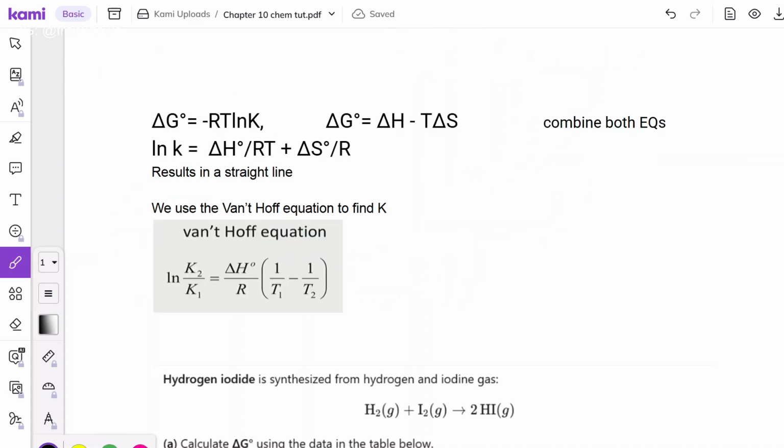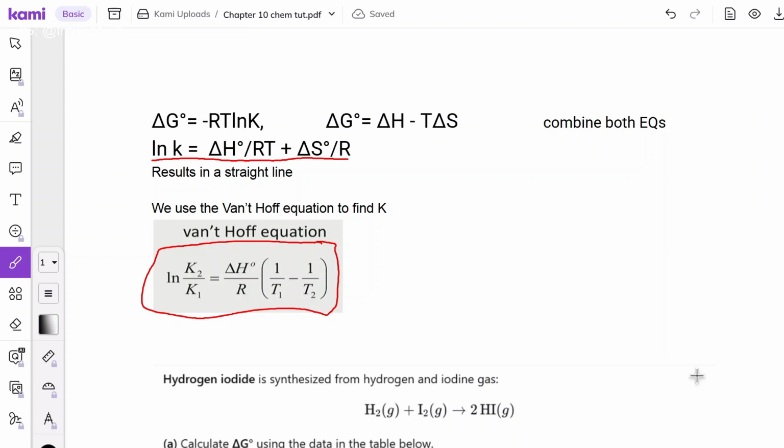For this class as well, this is another equation that comes after you combine these two together, but it's not as important. You just have to know that it results in a straight line. But this is the more important equation that you're guaranteed, either in the final or the midterm, to have a question that involves using this equation.